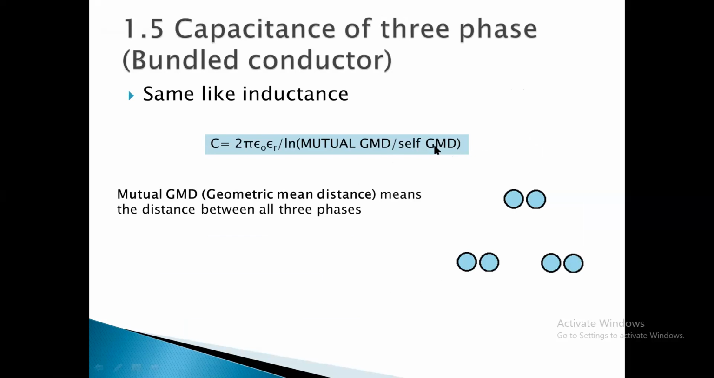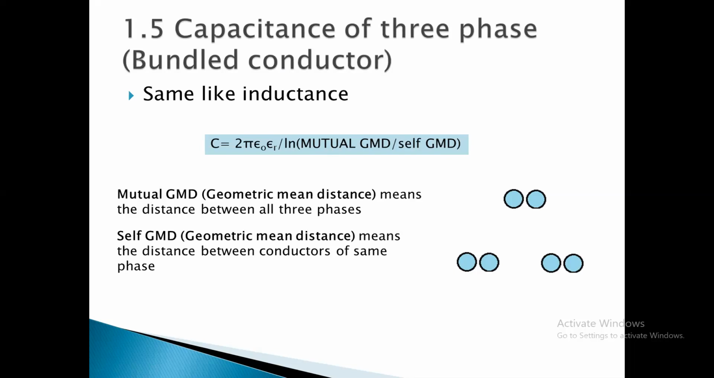If it's given in the question that you have to find the capacitance or the inductance of the same transmission line, you must know how to find mutual GMD and self GMD. If you can calculate both of these GMDs, you can find the capacitance. It's not a difficult task. The geometric mean distance, GMD, I already explained before.